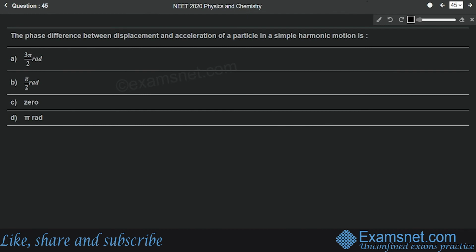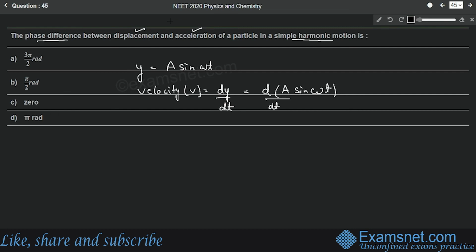Question number 45 is from the chapter Oscillations, and the question is, the phase difference between displacement and acceleration of a particle in a simple harmonic motion is. Okay, so what is the equation for displacement y? It is equal to a sine omega t. Okay, so what will be the velocity? Velocity v will be equal to dy by dt, that means differentiation of displacement. So we have to differentiate a sine omega t. On differentiating this, we will get a omega cos omega t. Right. So this is the velocity.